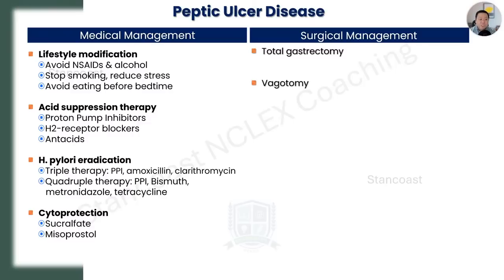Now, we have another procedure. We have vagotomy, which is going to help reduce acid secretion to treat or prevent gastric ulcers.